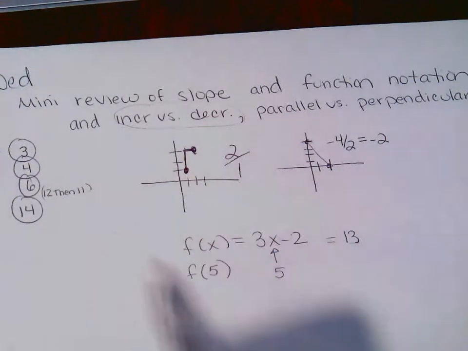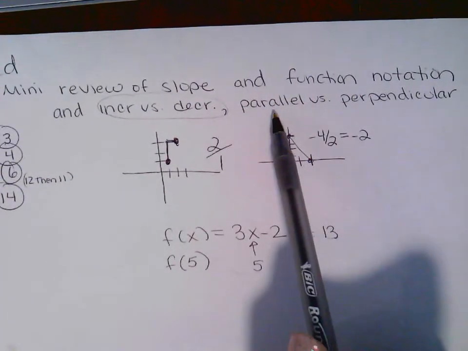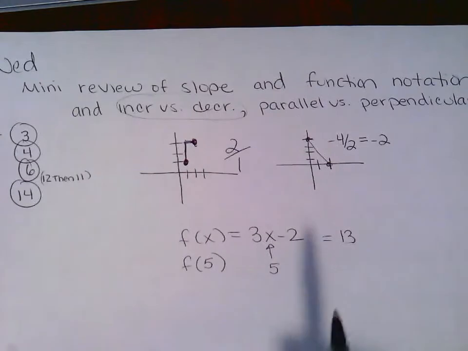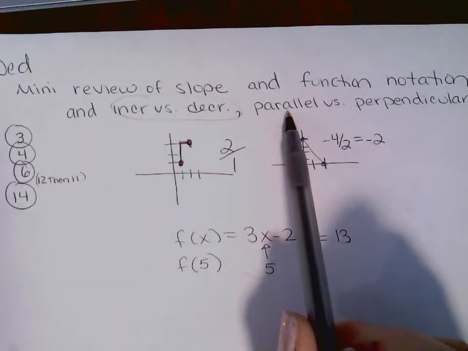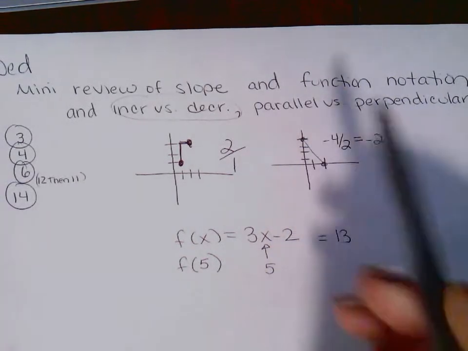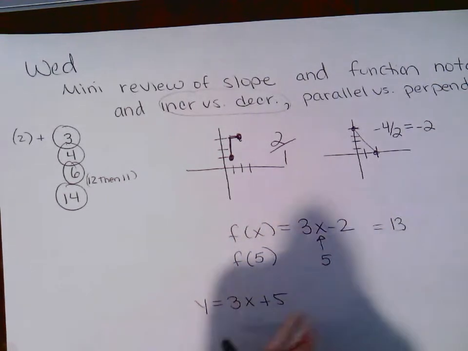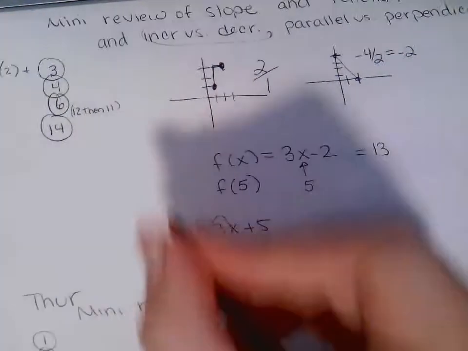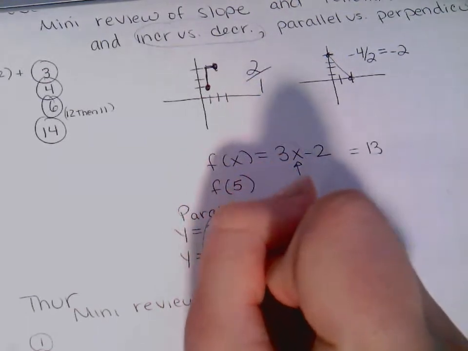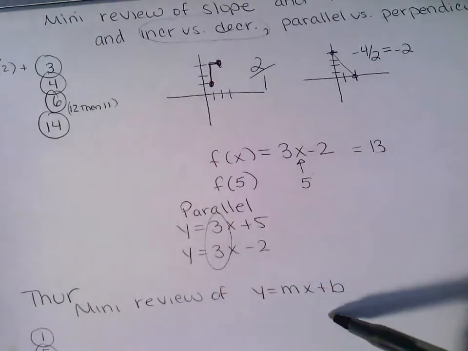So function notation. And the last idea that I wanted to review today, which we are going to touch on these things more next week, but it never hurts to start planting those seeds. So parallel versus perpendicular. So for example, if you had y equals 3x plus 5 and you had y equals 3x minus 2, these lines have the same slope. So the same slope means that the lines are parallel to each other. We're going to talk more about slope-intercept form next class as a warm-up.